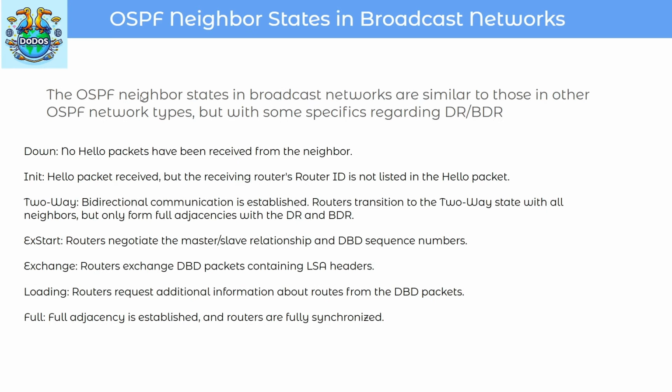So, OSPF neighbor states in broadcast networks. The OSPF neighbor states in broadcast networks are similar to those in other OSPF network types, but with some specifics in the DR and BDR. So there's down, init, two-way, ExStart, exchange, loading, and full. And if you want to read these, pause it.